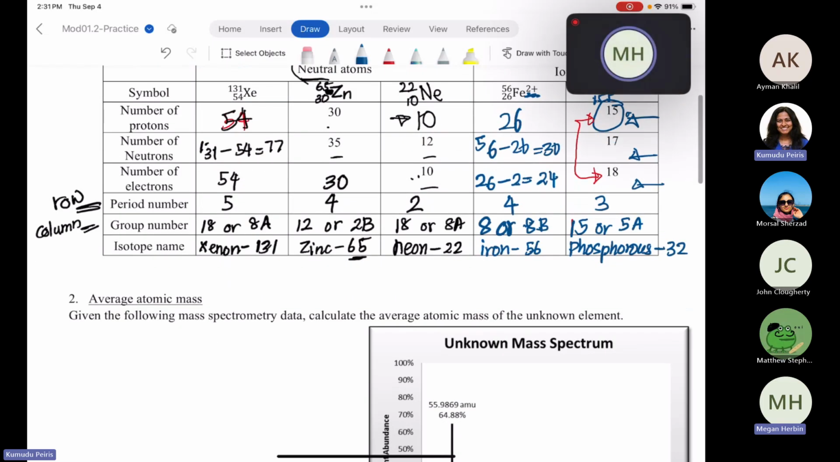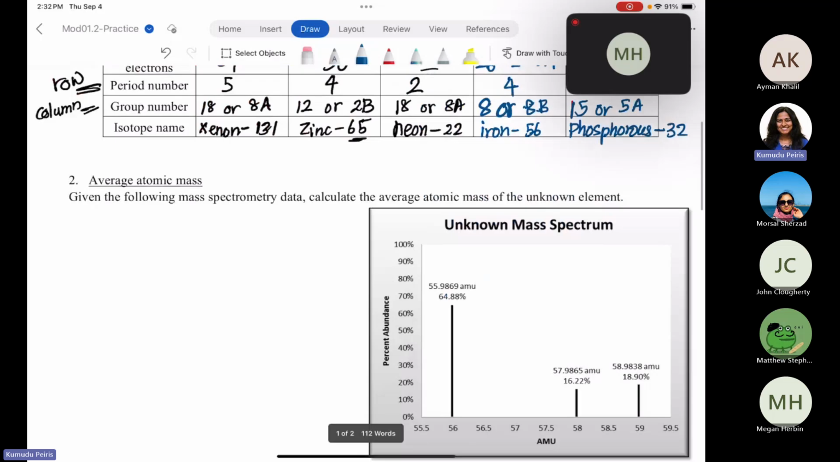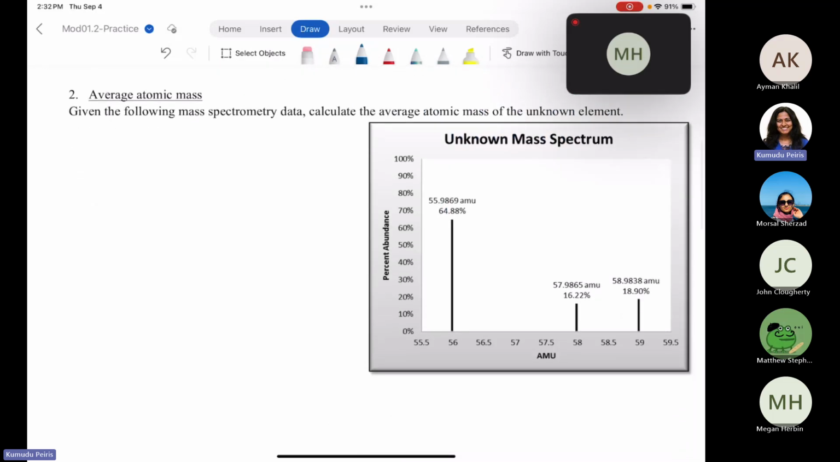So when the ion is negative, we will add, and when the ion is given as positive, we will subtract. Correct. Very good. When you are forming a positive charge, you are losing electrons. When you are making a negatively charged ion, you will gain electrons. Yes, that's right. Okay.